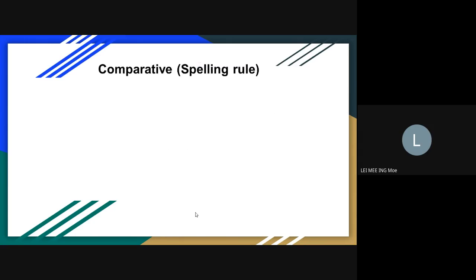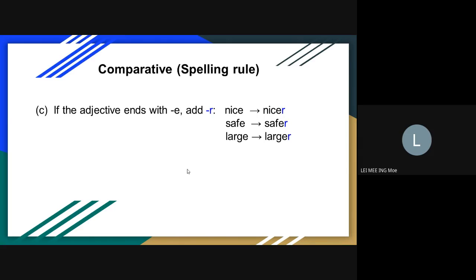We move on to the next slide. Rule number 3. If the adjective ends with an E, we add R. For example here, nice. The last letter here is an E. So we just have to add an R here. Nice, nicer.